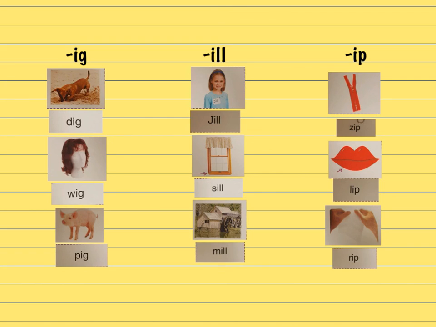So in the IG family, we have dig, wig, pig. In the ILL family, we have Jill, sill, and mill. In the IP, ip family, we have zip, lip, and rip.